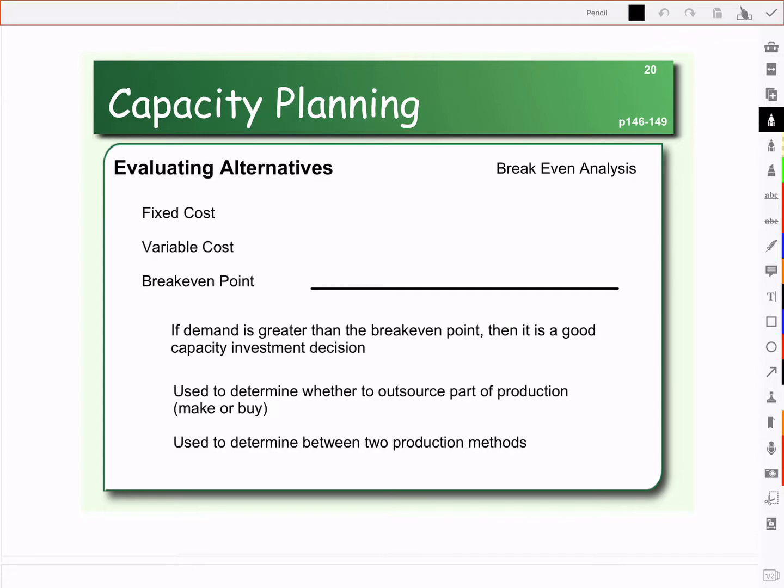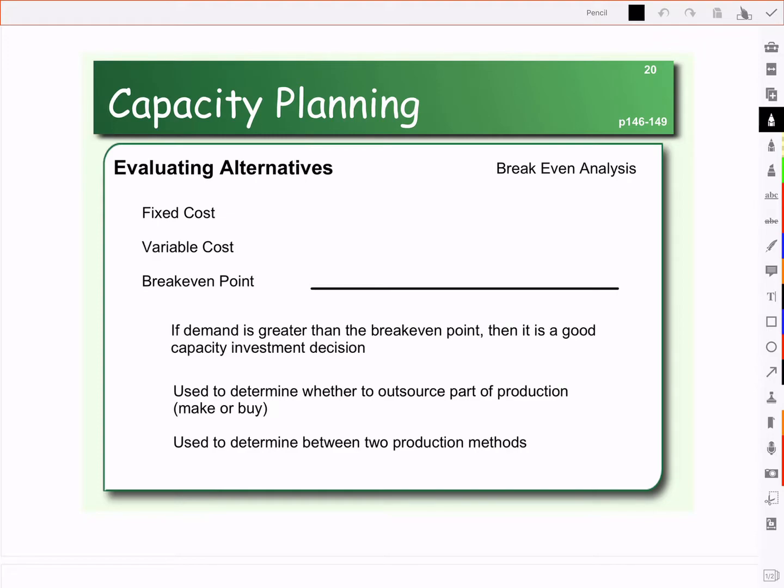We can also use this method to determine between two different methods to make our product. So maybe we have two different production methods. One method uses one type of equipment and another one uses a different one. They might have different costs. So we need to be able to compare how much it will cost to use these different methods to determine which one is better. So we're going to look at an example of this.